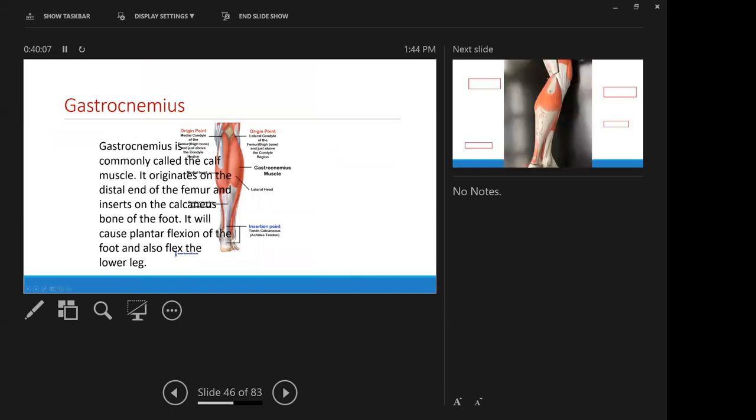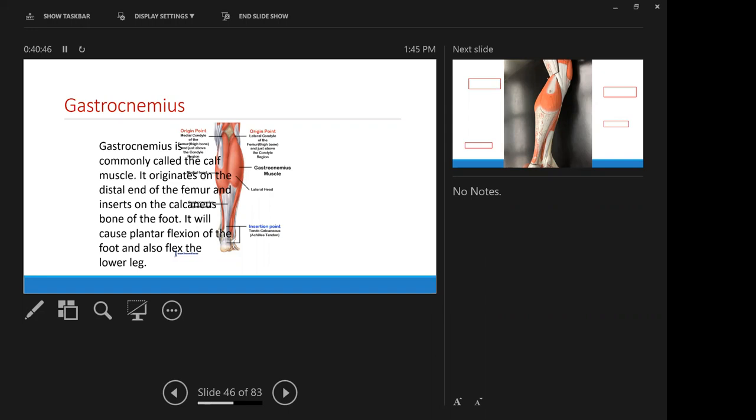The gastrocnemius, the calf muscle, will cause us to raise our heel when we walk. Plantar flexion: we put our toes down and our heel comes up. Then we put our heel down, and then our toes go down, our heel comes up, our heel goes down, and we walk heel to toe. This allows us to walk. It is the counterpart, it is the antagonist to the tibialis anterior.